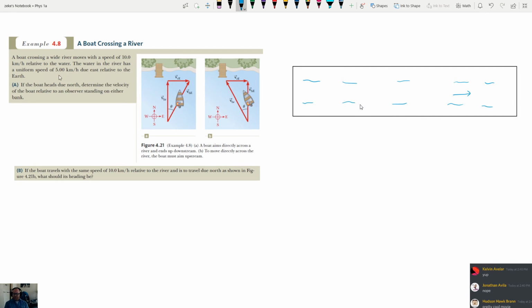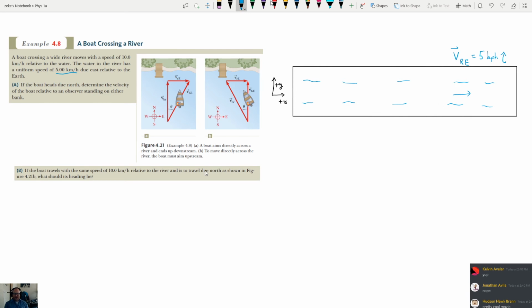It says the water in the river has a uniform speed of 5 kilometers per hour due east relative to the Earth. So what I'm going to do is call that the velocity of the river relative to the Earth. And it's equal... It's a vector, by the way. It says that it is 5 kilometers per hour. So I'll write 5 kph. And since it's east, since these are vectors, I'm going to say this is the positive x direction, and this is the positive y direction. So we'll drop an i hat on here. So that's going to be our east direction, i hat.